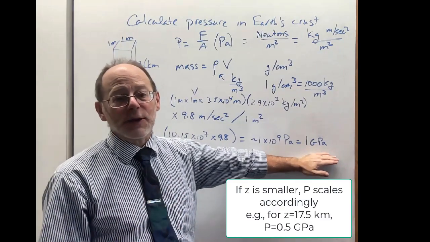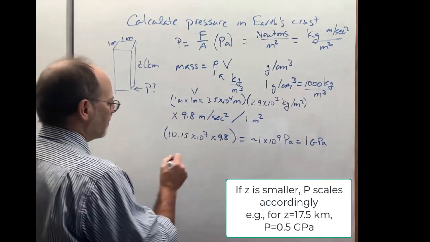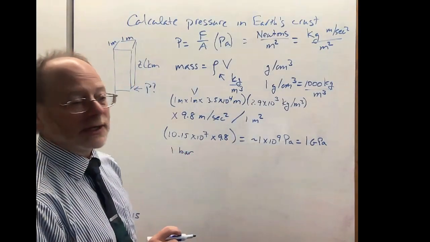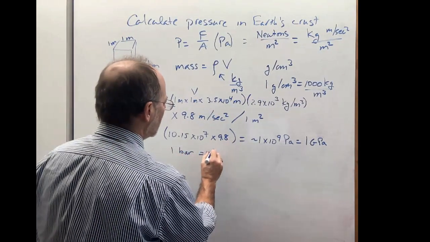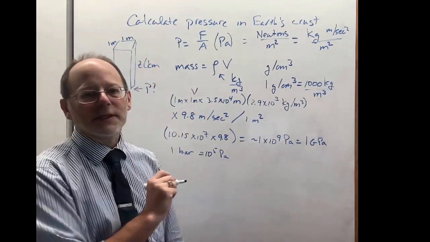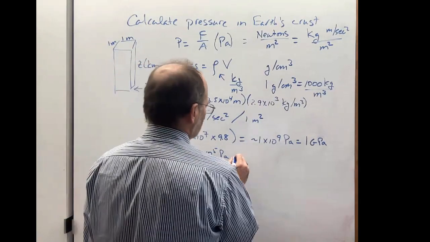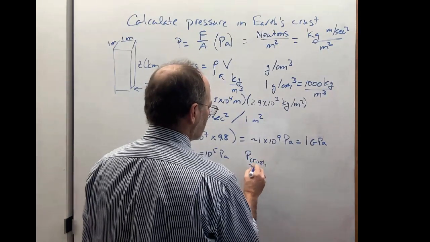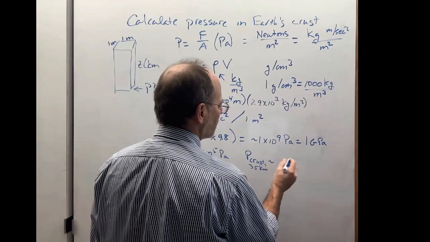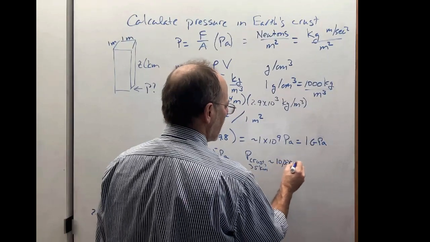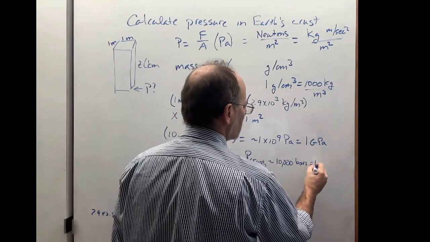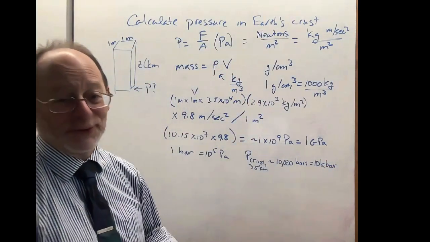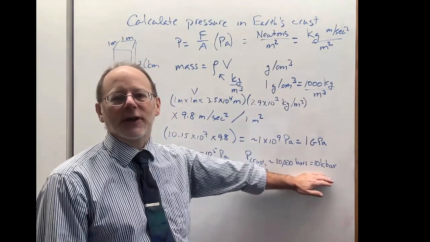Now, there are other ways to express units. One thing that we talk about is a bar. A bar is atmospheric pressure, and that's equal to 10 to the 5th pascals. And so then what do you get? The pressure at the base of the crust, P crust, 35 kilometers, is about 10,000 bars, which is 10 kilobars. Another useful term to remember, pressure at the base of the crust is 10 kilobars.